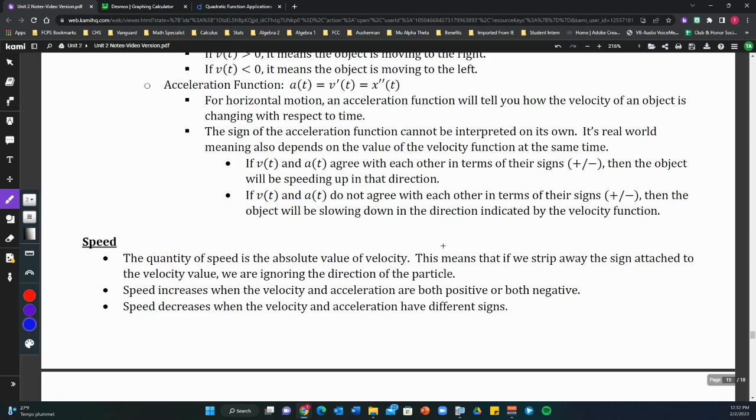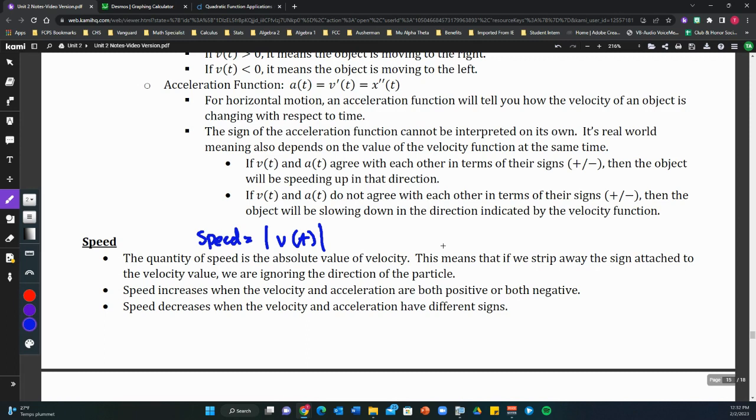So the only other quantity we have to talk about again is speed. We mentioned this earlier. Again, the speed of an object is equal to the absolute value of its velocity at a given time, because speed is just the magnitude. We don't care about the direction. We just want to know how fast the particle or the object's position is changing. We just want to know how quickly it is moving from one time to the next.